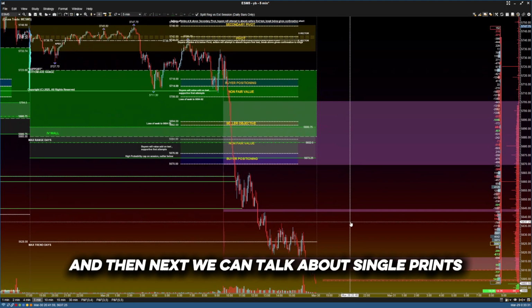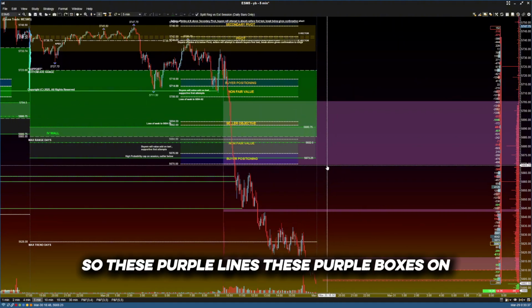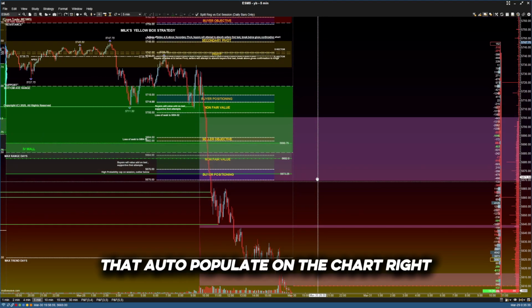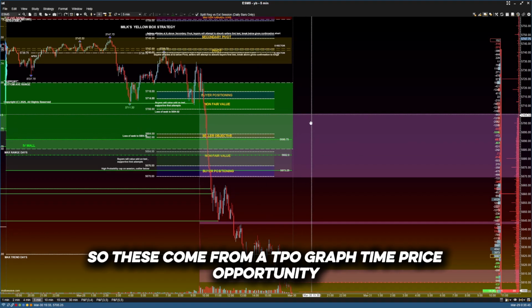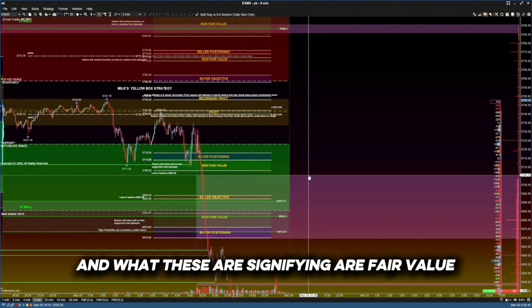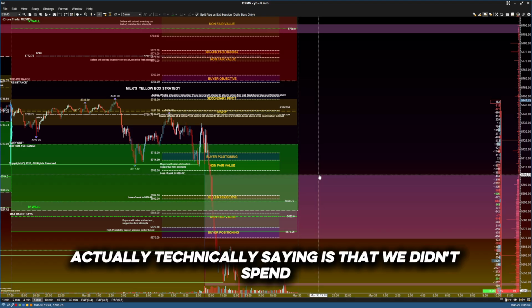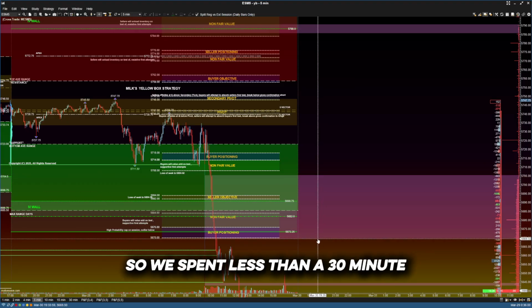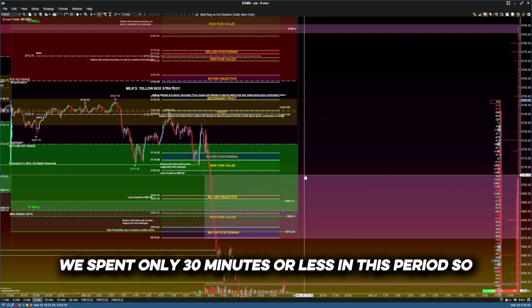And then next we can talk about single prints. These purple boxes auto-populate on the chart, right? These come from a TPO graph, time price opportunity, and what they signify is fair value in the market. Technically, it says that we didn't spend a lot of time in this given range. We spent only 30 minutes or less in this period.